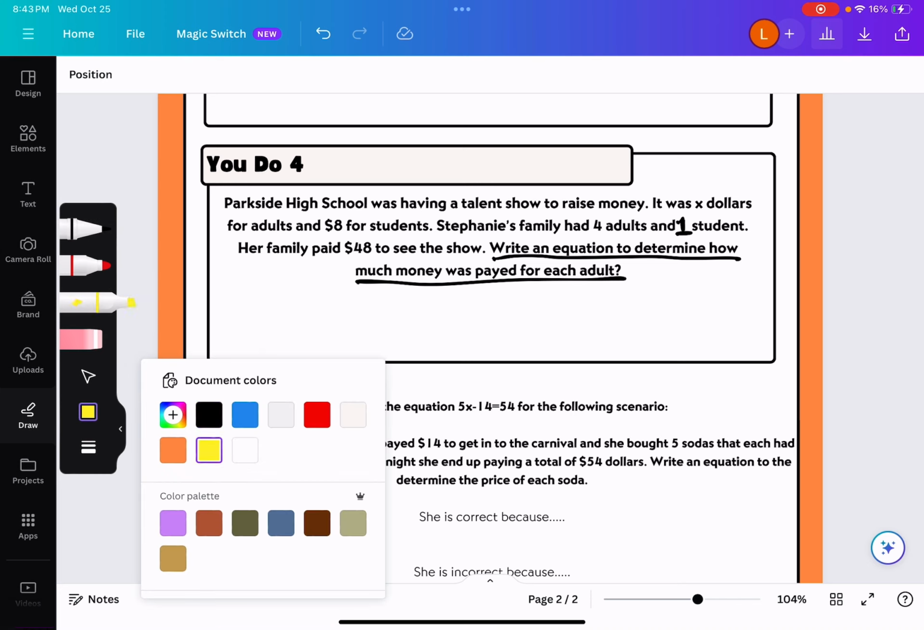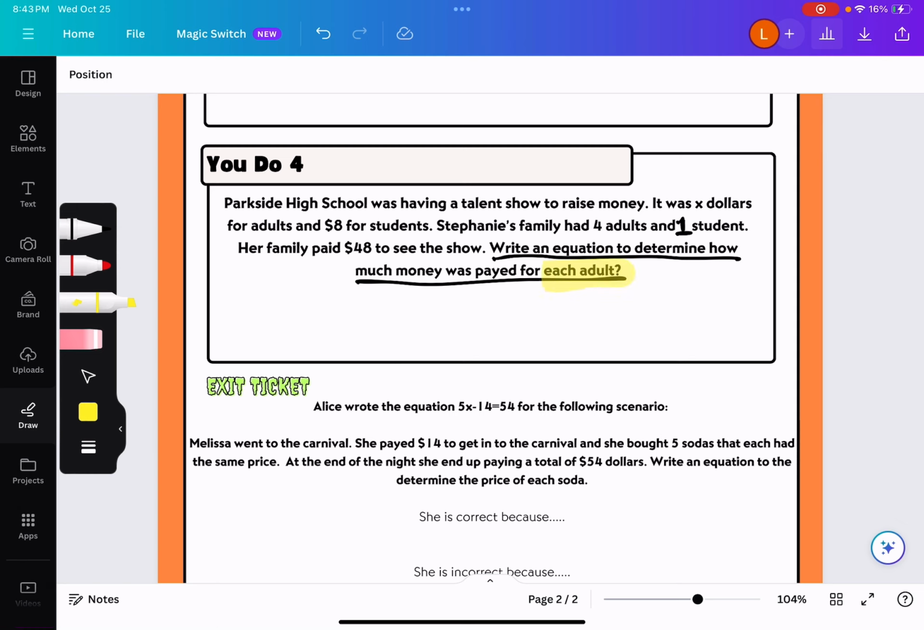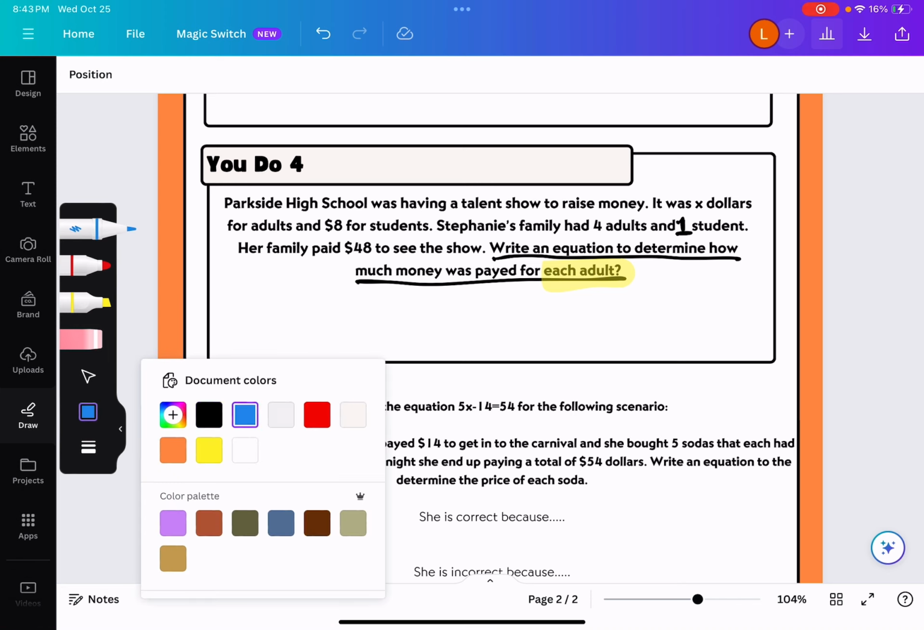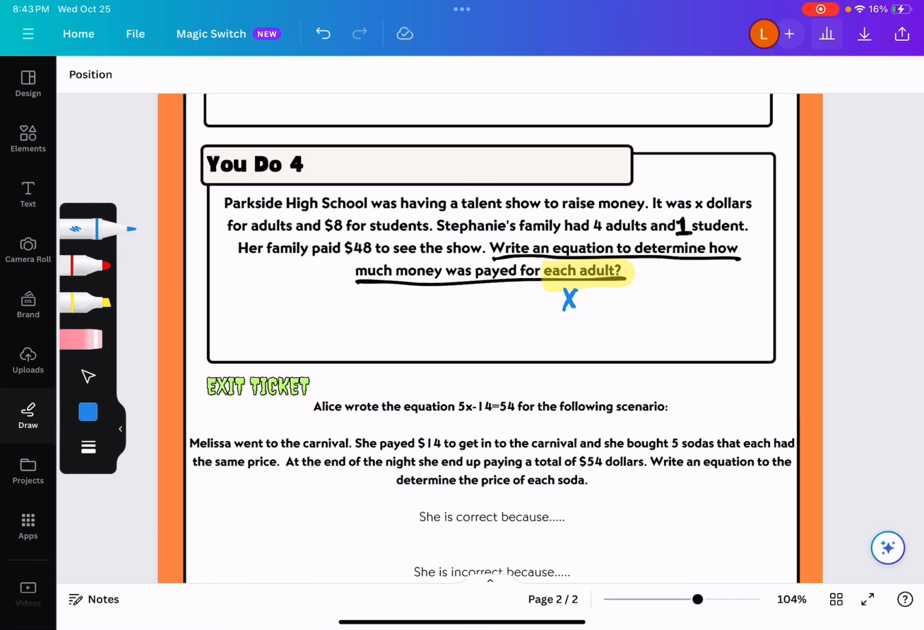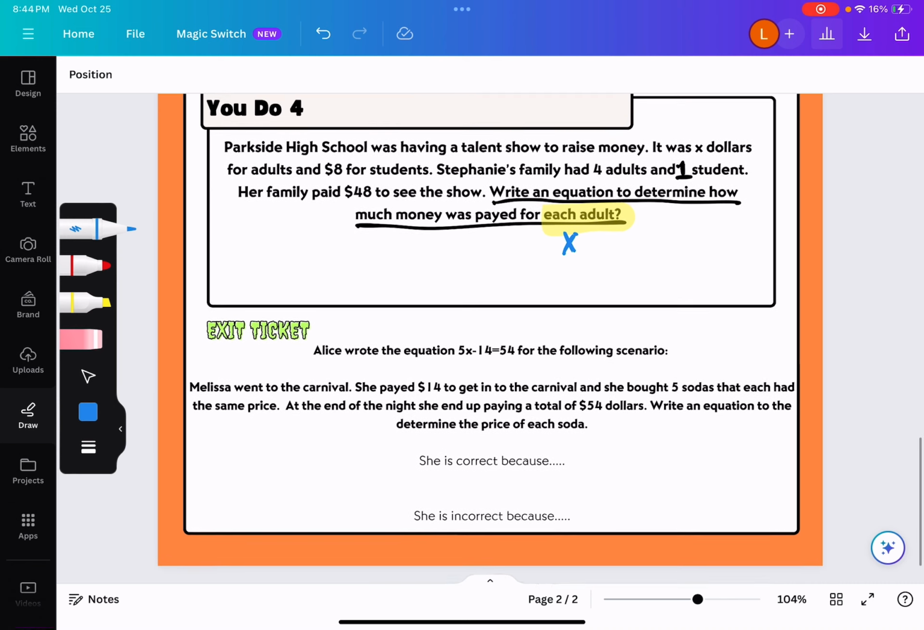Okay? So remember, you're writing an equation to determine how much money was paid for each adult. Remember, here you have the keyword each adult. Okay? What does that mean? So if you said that means that's going to be your X, you're correct. Okay? So all I'm doing for you on that you do, you're going to finish it off. When you're finished with the you do, raise your hand. The sub will bring you your practice. Okay? Make sure you turn your practice into the sub at the end of class. Okay? And then make sure you also complete your exit ticket.